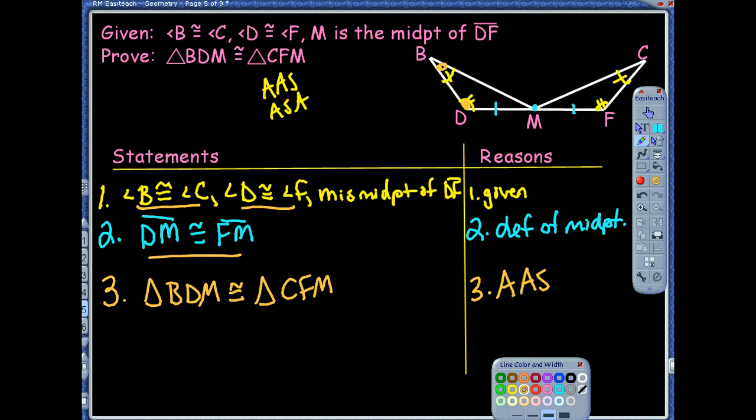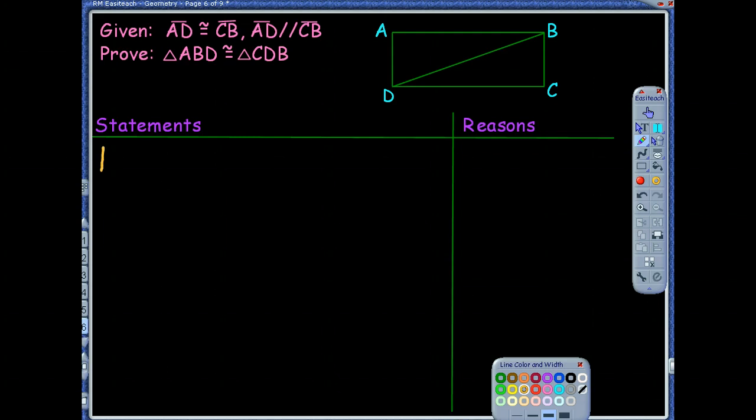I like that. All right, let's try another one, and I'll get the given set up. On this one, we're told that segment AD is congruent to segment CB, and we're also given some parallels.